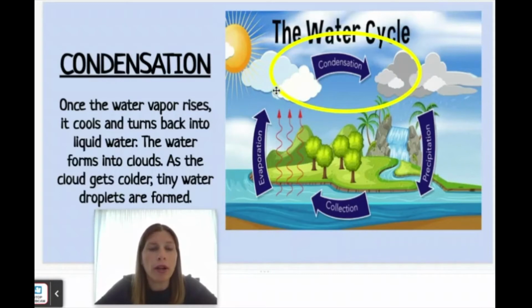When the water turns back into liquid water, it forms into clouds. As the clouds get colder, tiny water droplets are formed, and they kind of hang out in the clouds until the clouds get too full and they can't hold all that water. And now we're going to move into the next stage, which is precipitation.